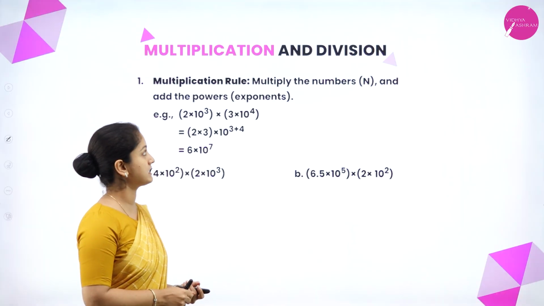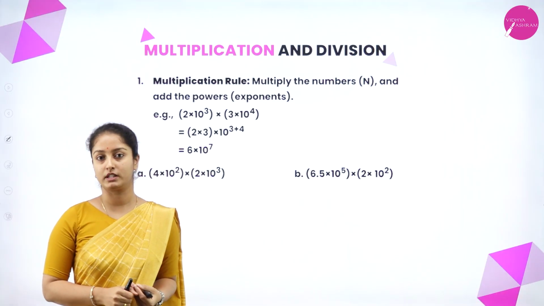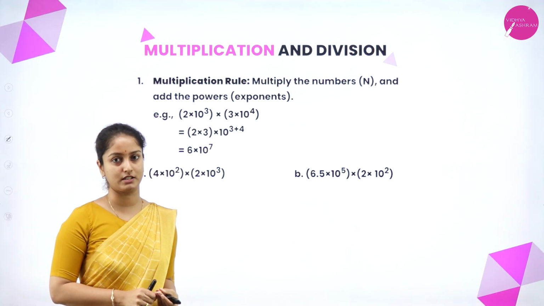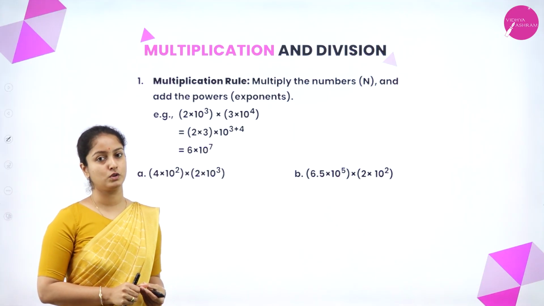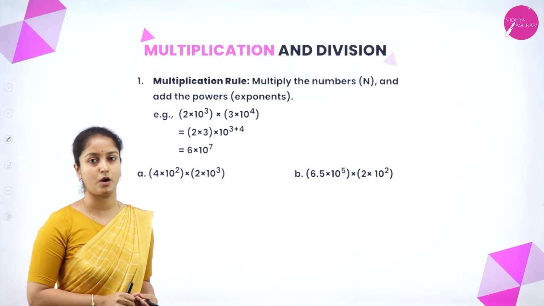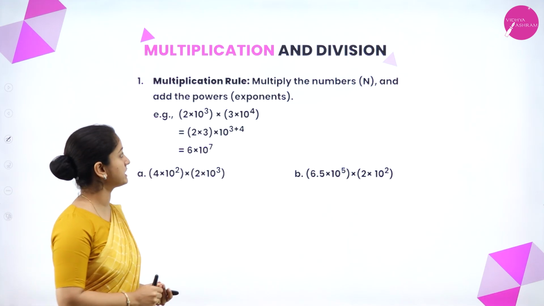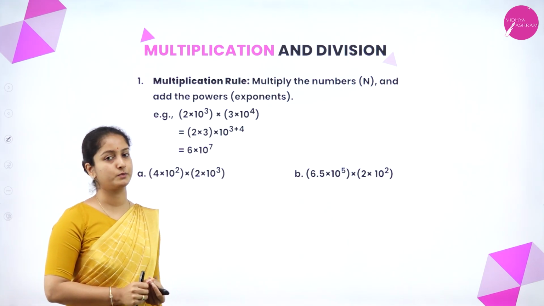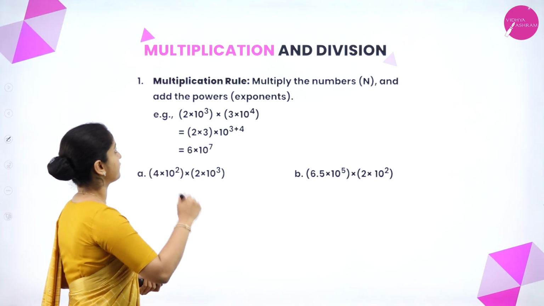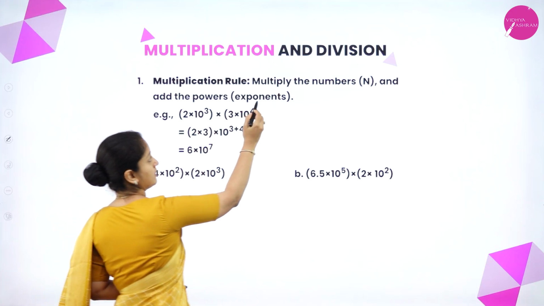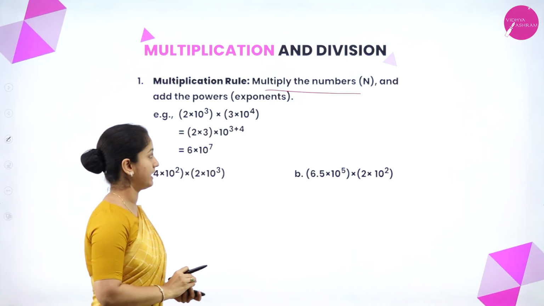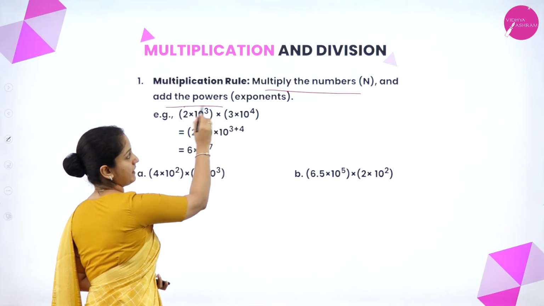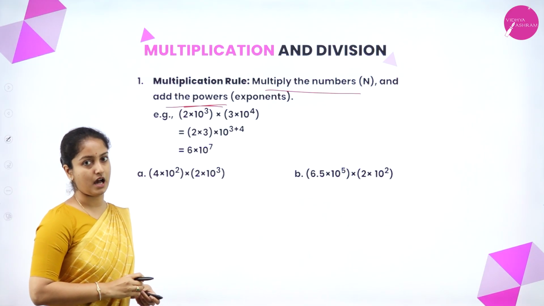Okay. Now let us see operations based on the scientific notations. To simplify the scientific notation, we have to follow certain rules based on the operations. Now let us see multiplication and division and what is the rule to be followed. Alright. For the multiplication, the rule that you have to follow is multiply the numbers and then add the powers or the exponents. How is it done?